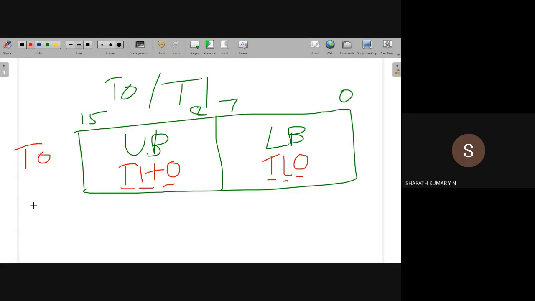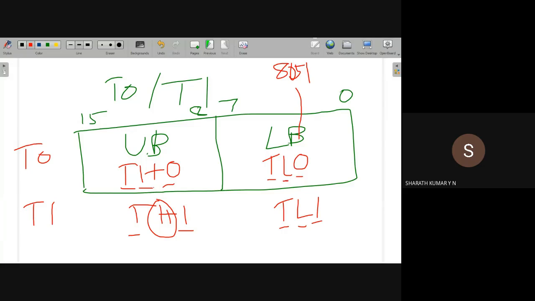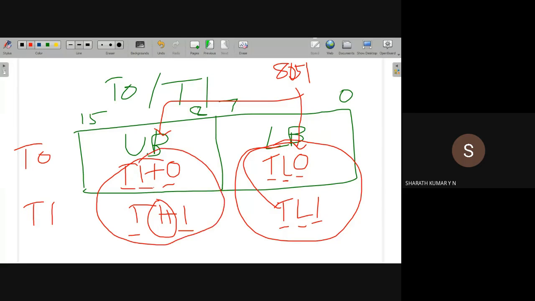Similarly, when we are using timer 1, the lower byte is called TL1, that is timer 1 lower byte, and the upper byte is called TH1, that is timer 1 higher byte. Very simple. So the 8051 microcontroller can identify at a time TL0 or TL1, or it can identify TH0 or TH1, because 8051 is an 8-bit microcontroller, also called an 8-bit machine.